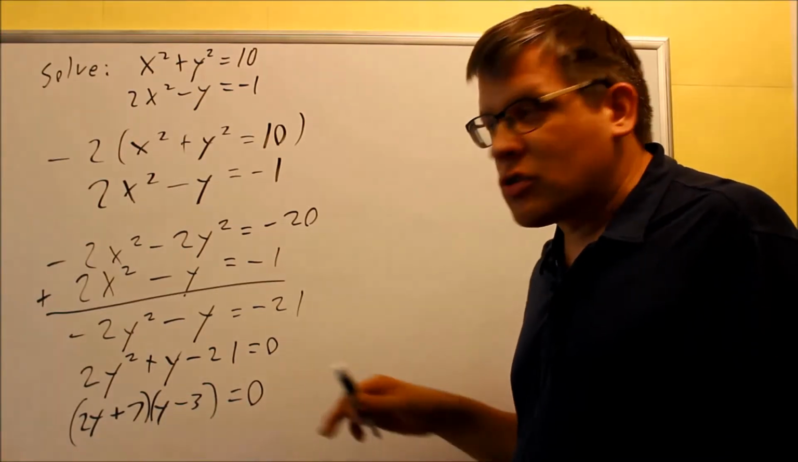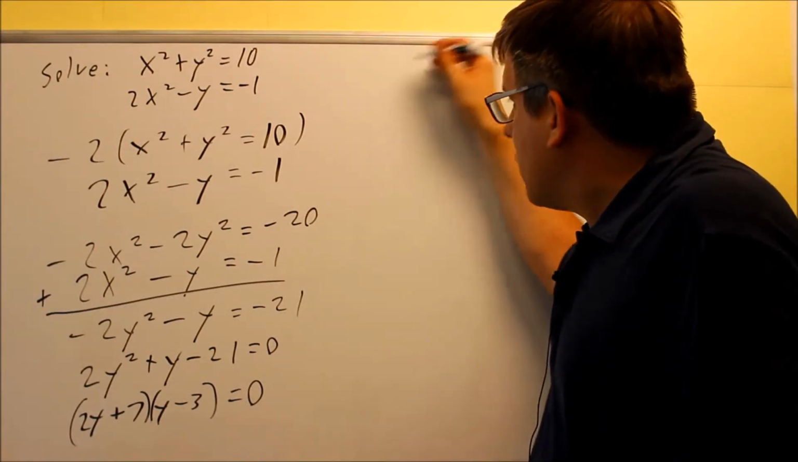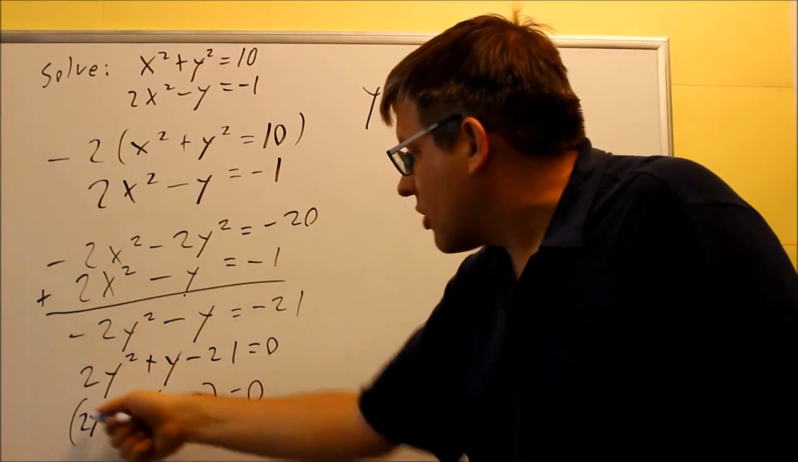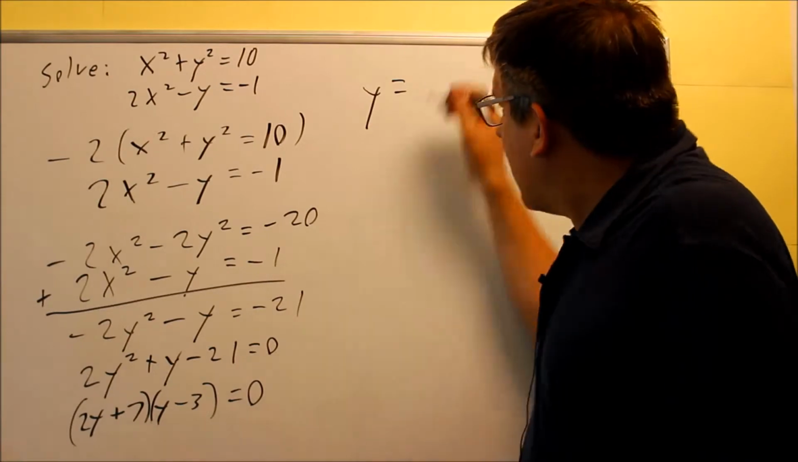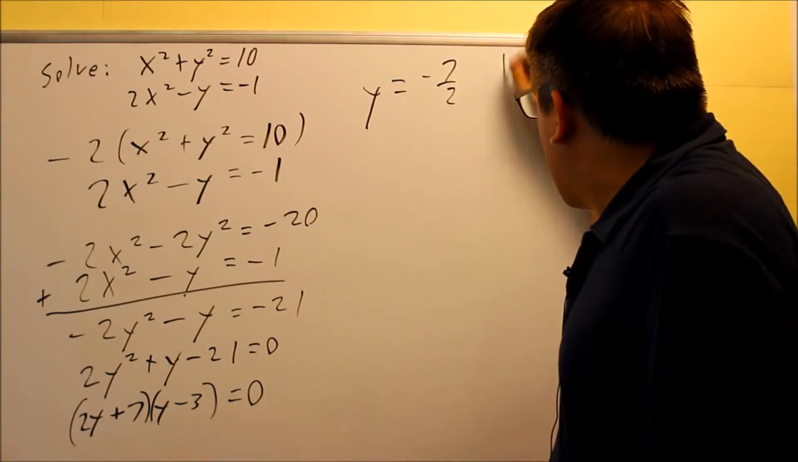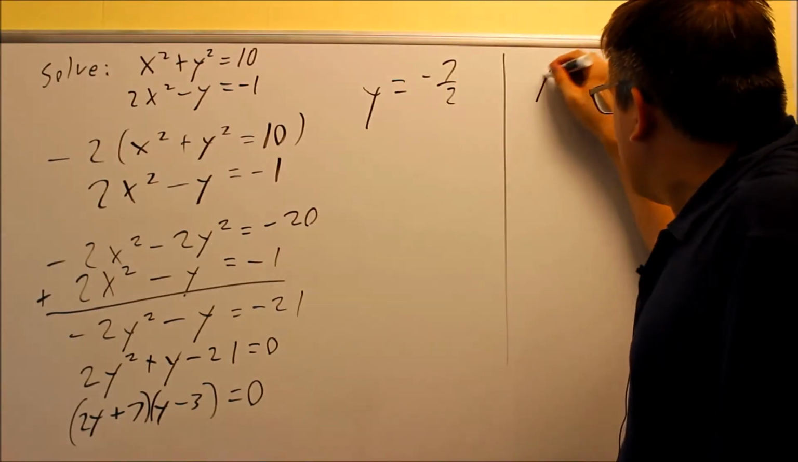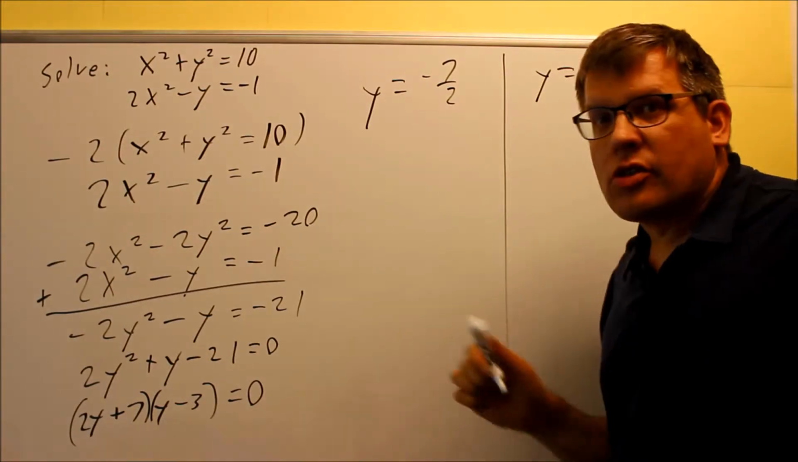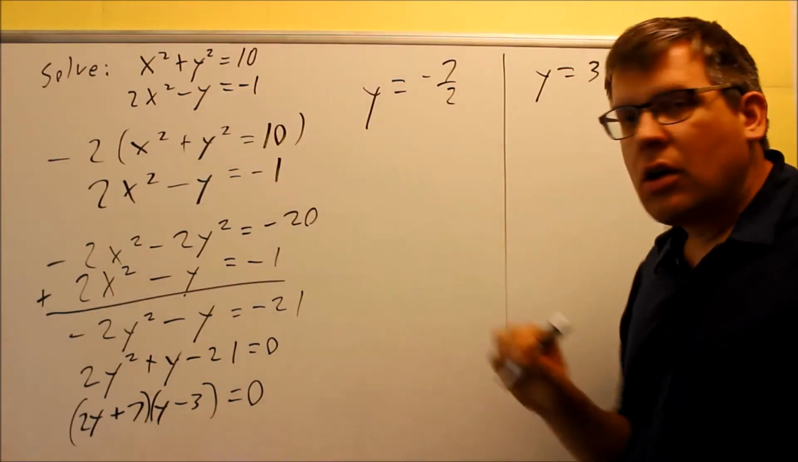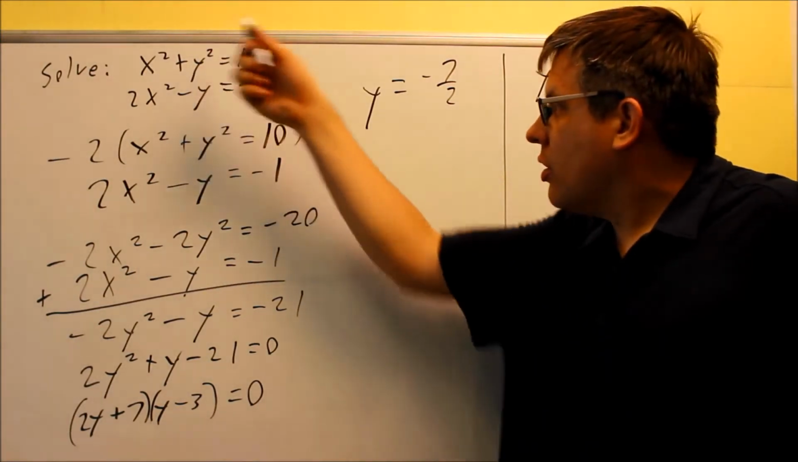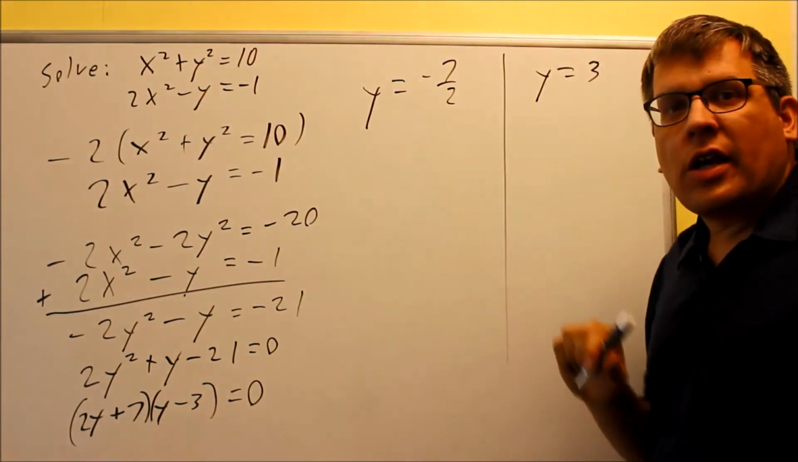Now, if I solve this one, I'm going to get two answers. If I take this one and set it equal to 0, I would subtract the 7 and divide by 2, and I would get y equals negative 7 halves, and the other one would be y equals 3. These are my two answers for y, and remember you have to put these back into the original equation, either one, to get the corresponding x value.